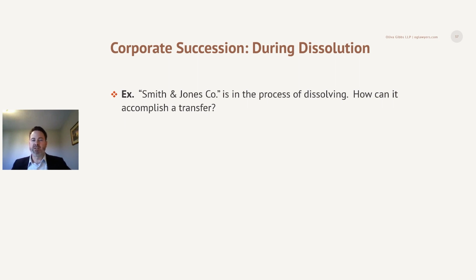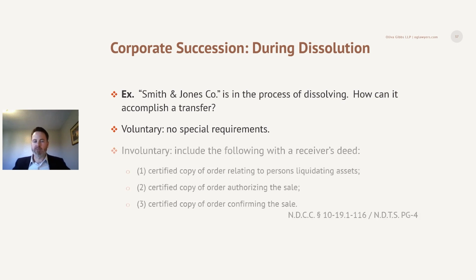What special requirements exist? If the dissolution is a voluntary proceeding, no special requirements will be needed. We can simply obtain a conveyance from that company and we are set. However, if the procedure is an involuntary dissolution, the record will be a little more involved. So in this case, what we'll need to see is a deed from the court-appointed receiver. And along with that deed, we'll need to see certified copies of the following to support that deed.